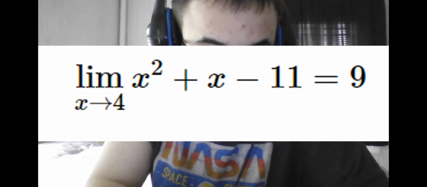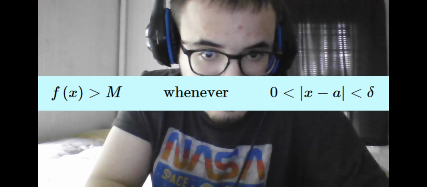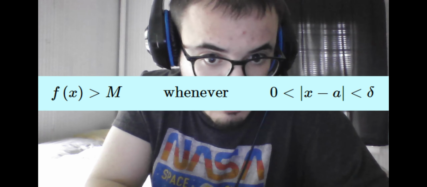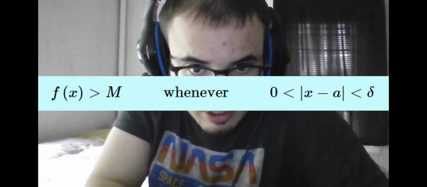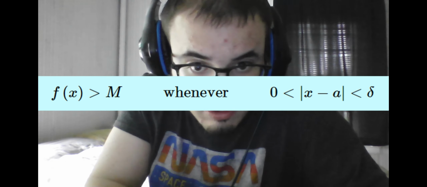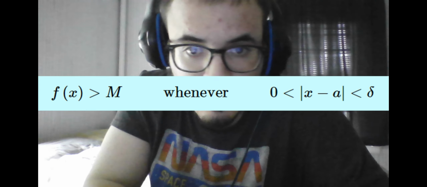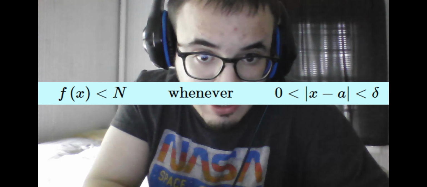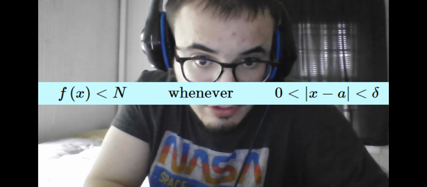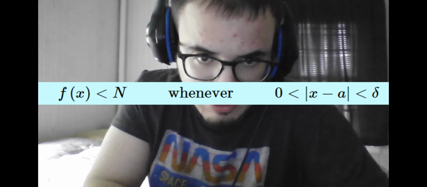We can state that a limit gives positive infinity if the function of x is greater than any arbitrary value m, whenever the absolute value of x minus delta is in between 0 and delta. And similarly, the limit is negative infinity if the function of x is less than any arbitrary value negative n for this range of x values.